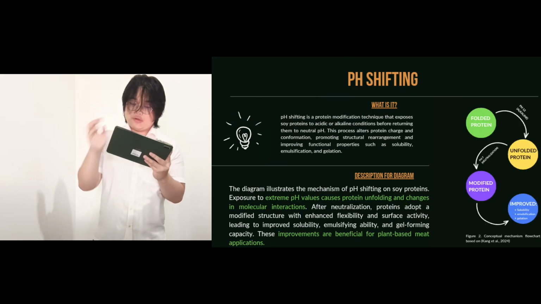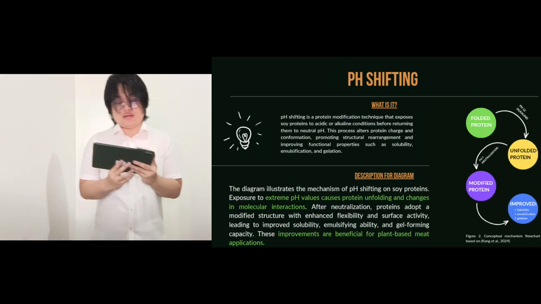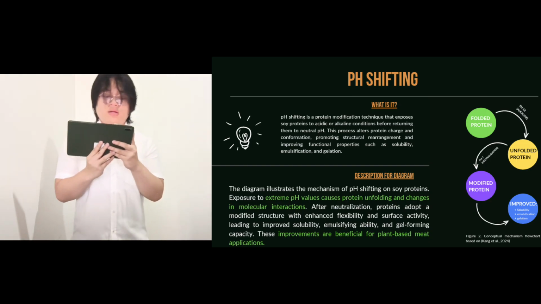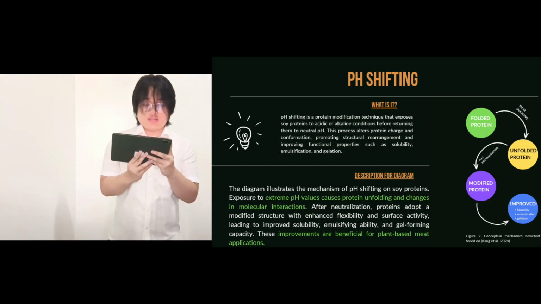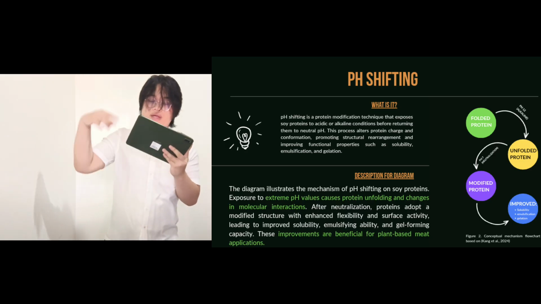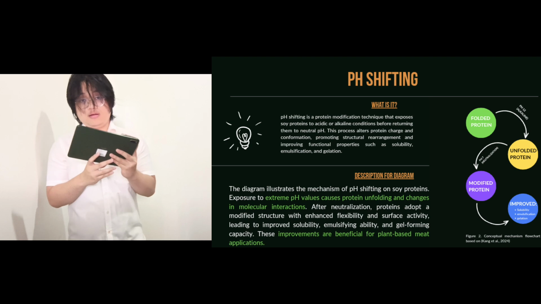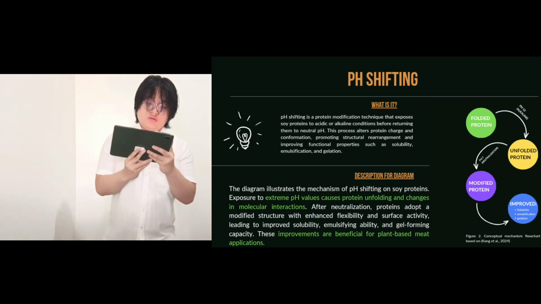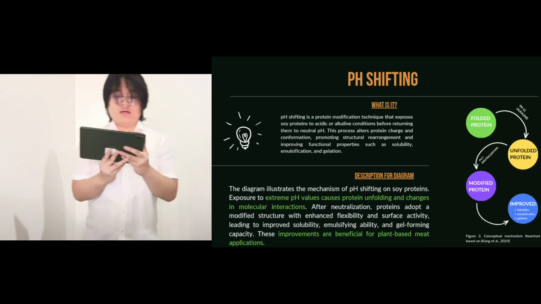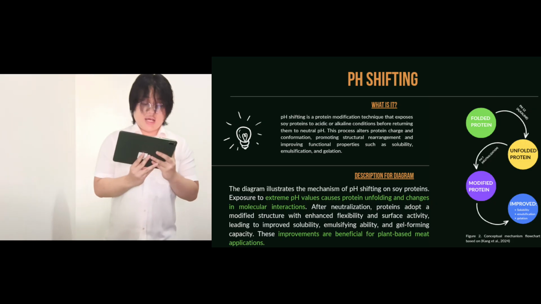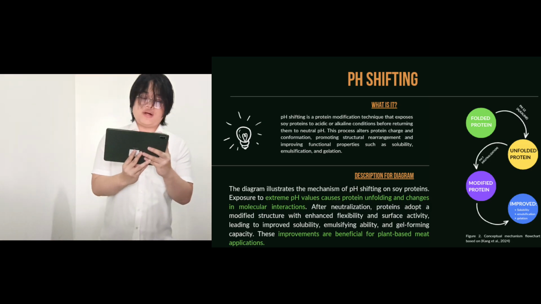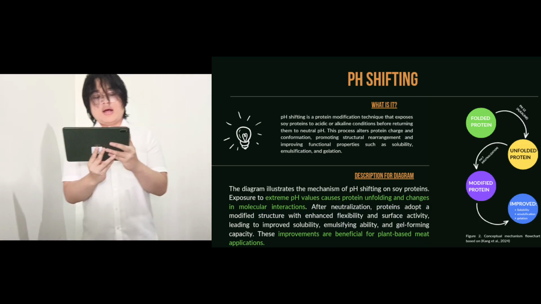On to the next slide, we'll be discussing pH shifting. pH shifting is another effective method. In this process, soy proteins are exposed to highly acidic or alkaline conditions before returning to neutral pH, as shown in the diagram over there, like the flow chart. You can see that the extreme pH causes proteins to unfold and alters their molecular interactions. When the pH is neutralized, proteins adopt a modified structure with improved flexibility and surface activity.